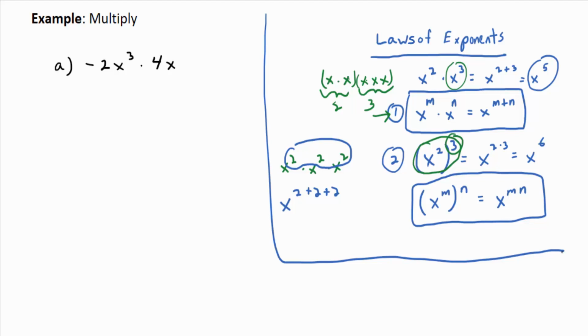Now let's do this problem, part A. Negative 2x cubed times 4x. The idea is you multiply the constants together and the like bases. But what justification is there for that? I mean, this x is here and this x is way over here. How do I multiply them together? Why am I allowed to do that?